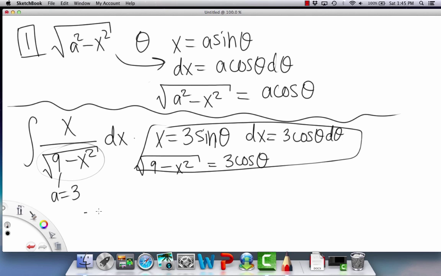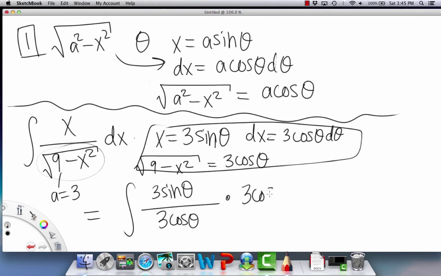For x, we're going to plug in 3 sine theta. So this is going to equal 3 sine theta in the x spot, over, and for the square root spot, we're going to have 3 cosine theta, because that's what we found. And for dx, we're going to have times 3 cosine theta d theta. In this case, it cancels quite conveniently, so that the 3 cosine theta on the top and the bottom cancel. So we're left with this.